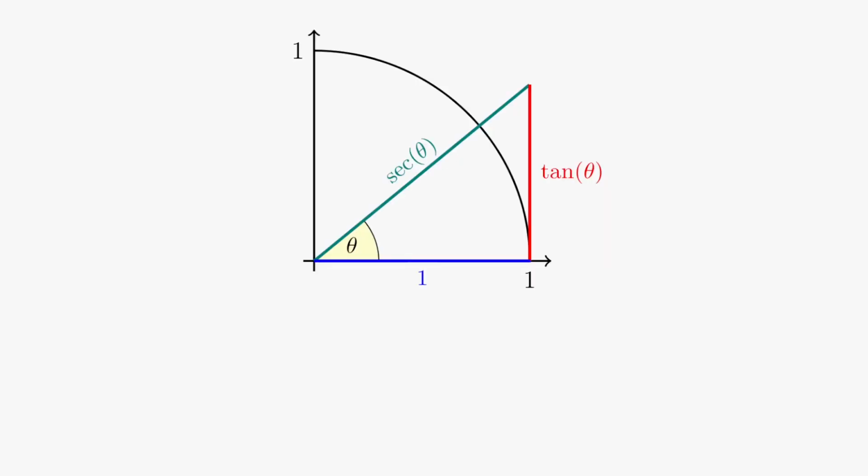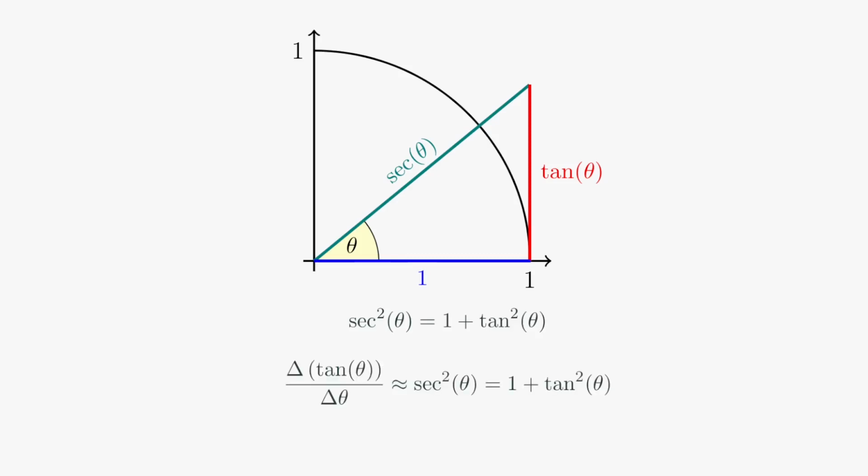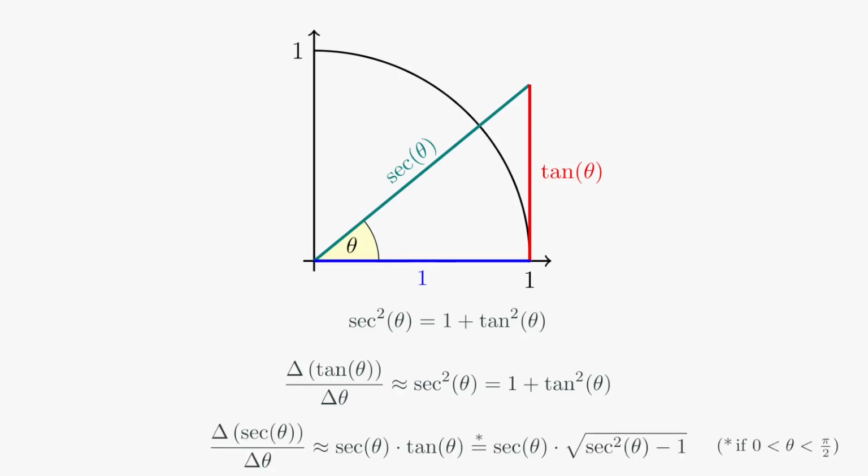Let's return to our secant tangent triangle. We can see clearly from this triangle that secant squared theta should be 1 plus tangent squared. So if we write our approximation of the tangent derivative, we can replace secant squared theta with 1 plus tangent squared theta so that the tangent derivative is just expressed in terms of tangent. And we can do the same thing for secant as long as we make a proper domain restriction here.